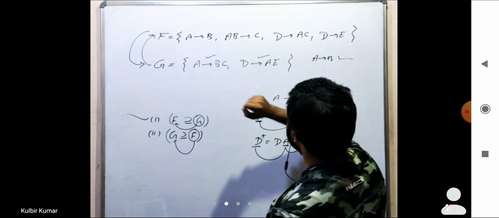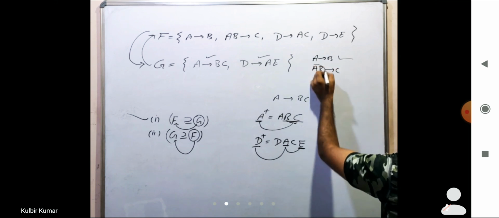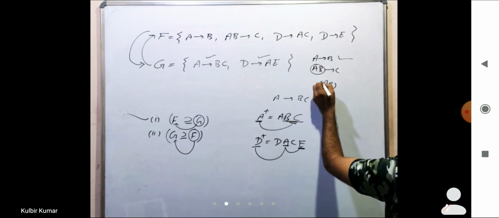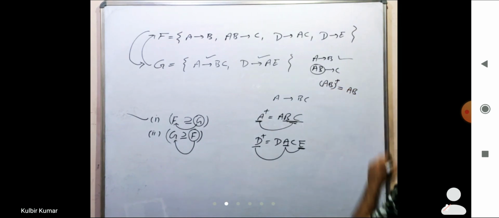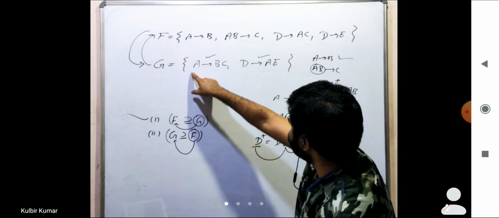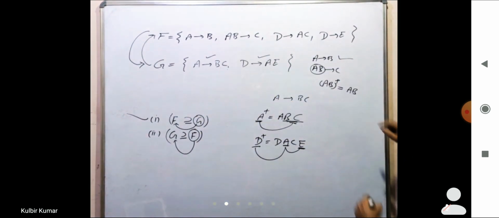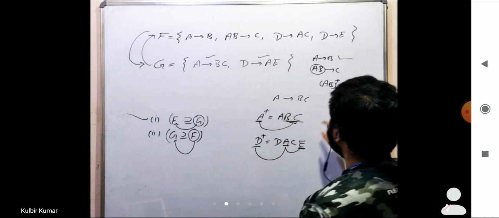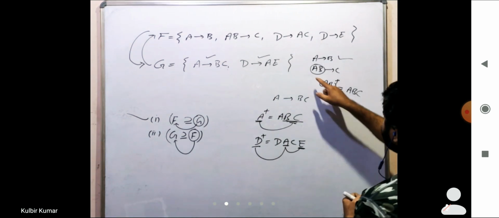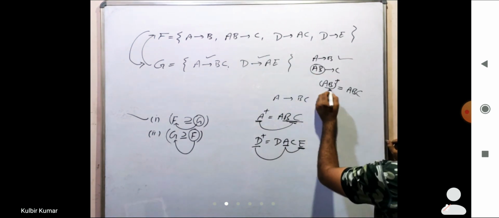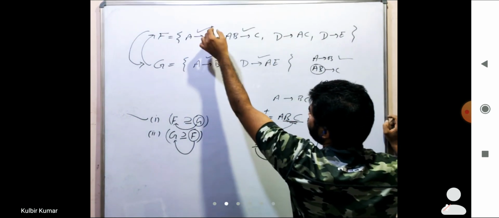What about this one? AB goes to C. So directly it not seems. So I will take the closure of AB. So AB closure is what? AB closure is first thing AB itself. Okay, and I will take these functional dependencies. So A can derive BC. So A can derive B and C, and further we cannot derive further. But I got AB derive C, this one. So AB can derive C. So finally this is also implying. This one is implying, this one also implying.